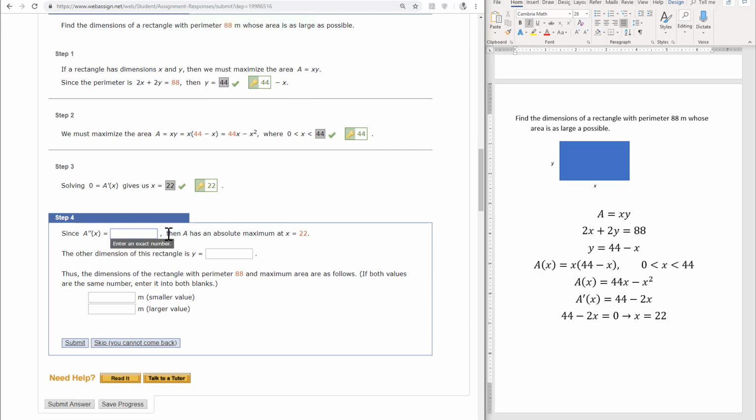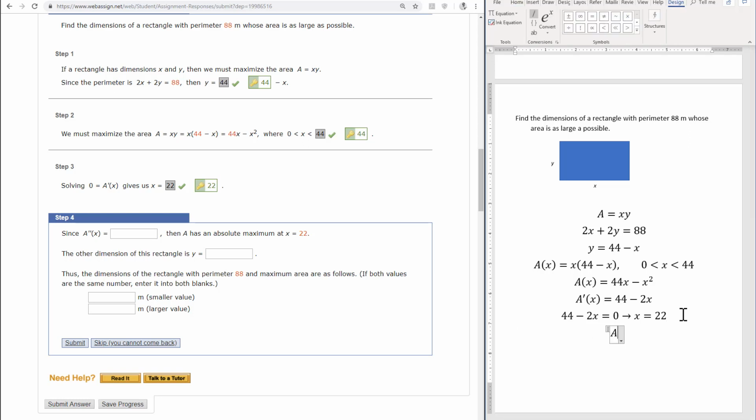So they chose to use a second derivative test. A is actually a quadratic with a negative, so it's going to be concave down the whole way. You can also double check that by finding A double prime, and that's just going to be negative 2. It's constant, which means it has the same concavity all the way throughout, a concavity of negative 2. So we have negative 2, concave down. So x is going to be equal to 22, an absolute maximum there.